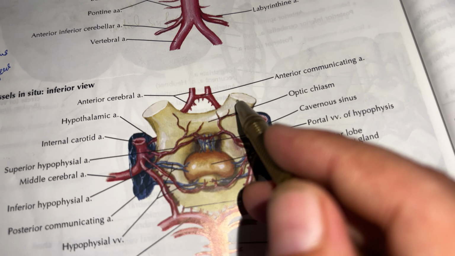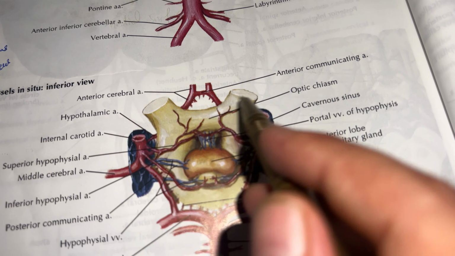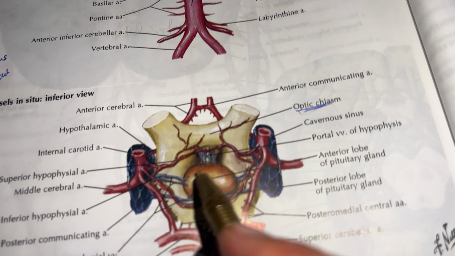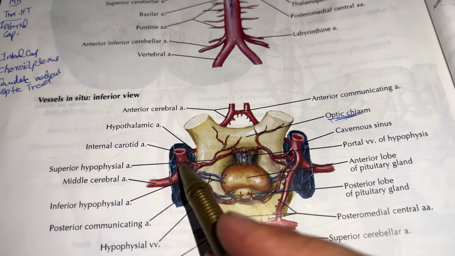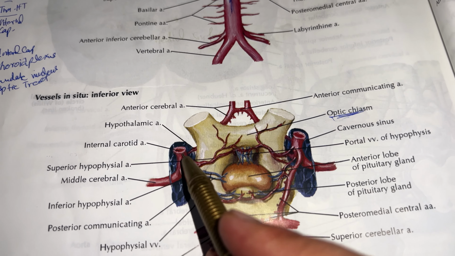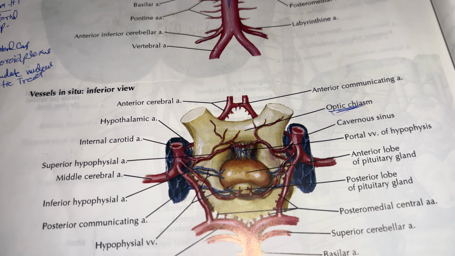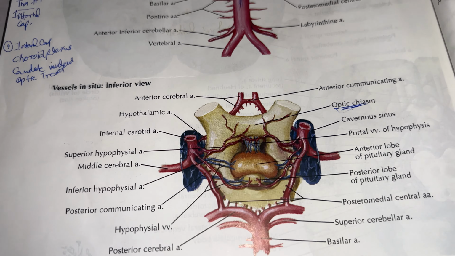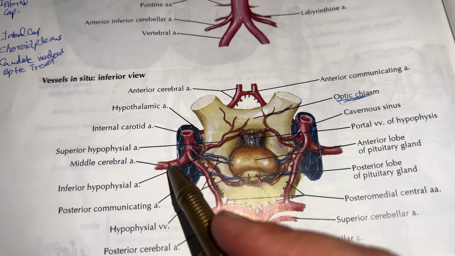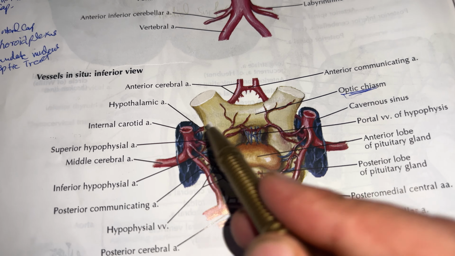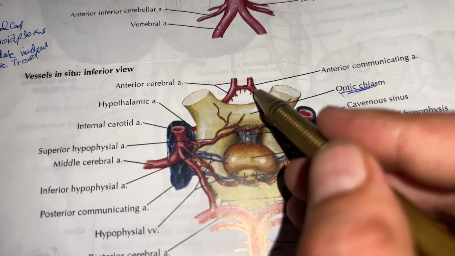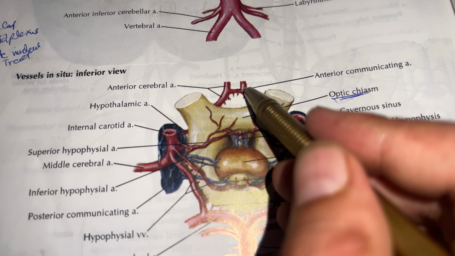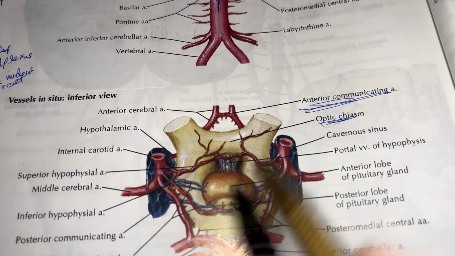Okay, this structure is the optic chiasm. You can see that at the level of the optic chiasm, the internal carotid artery divides into the middle cerebral artery and the anterior cerebral artery, and then the anterior cerebral arteries go upward to connect with each other through the anterior communicating artery.